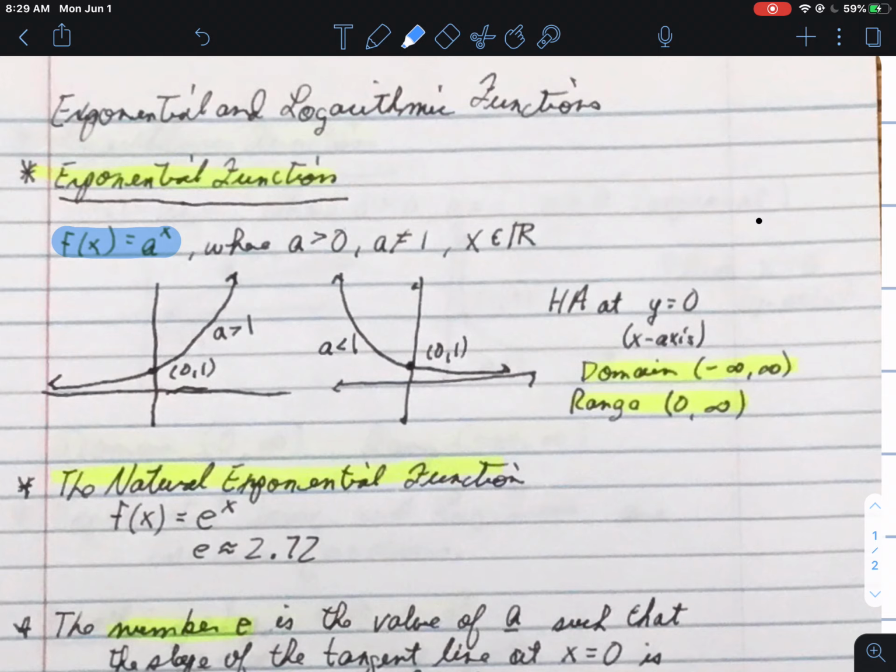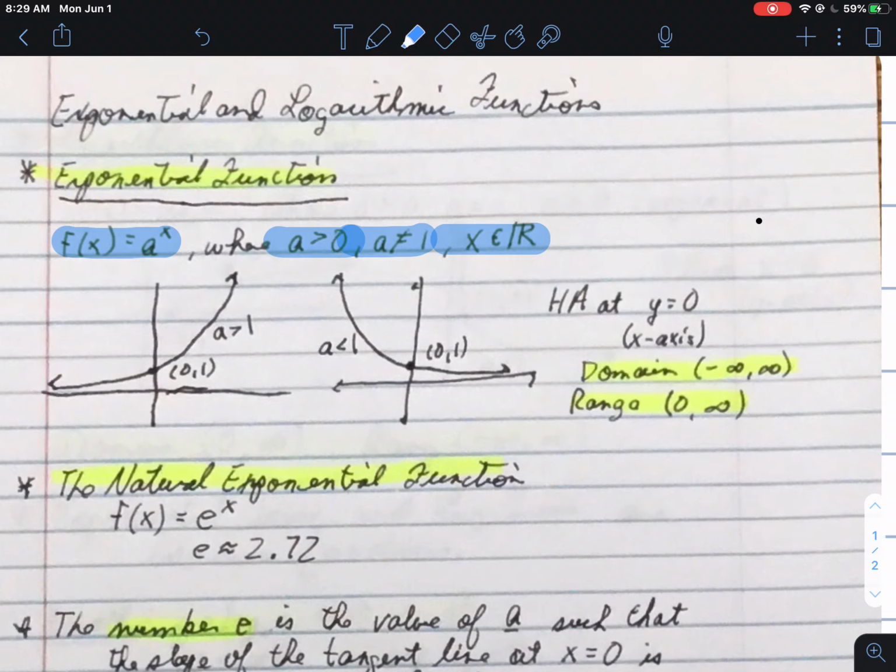A is our base. It's a constant. There are limitations on that base. The base has to be positive and not equal to 1, as defined for exponential functions. And the reason for that, just real quick, the positive nature: if you have a negative base in an exponential function, that exponent can be any real number. Right? X is an element of the real numbers.